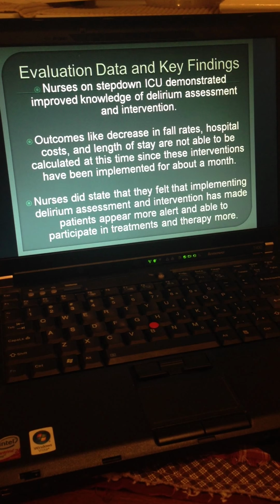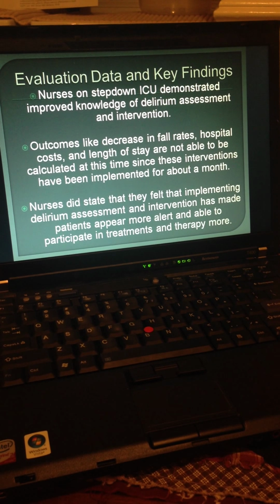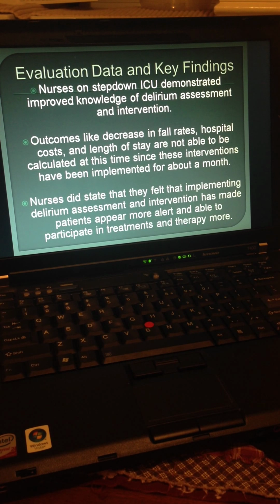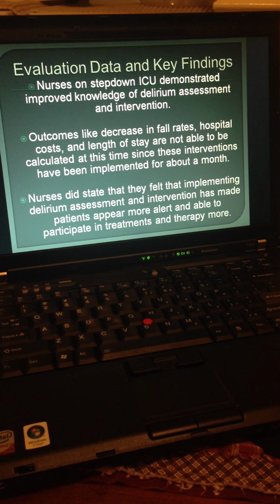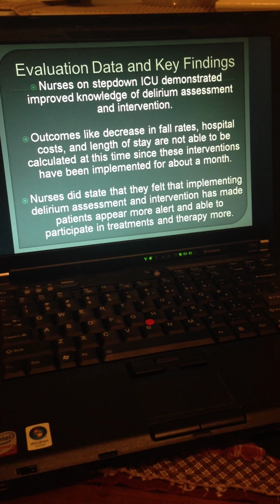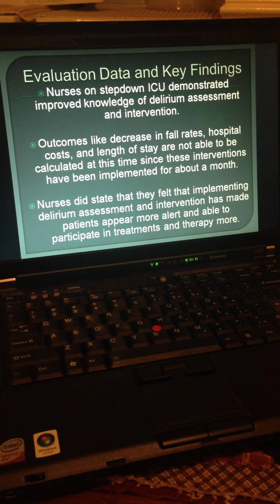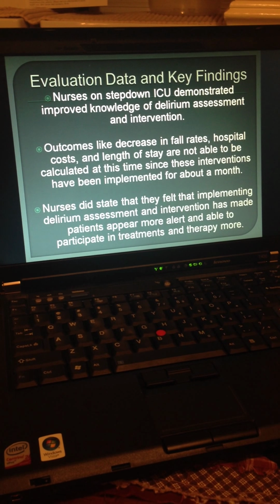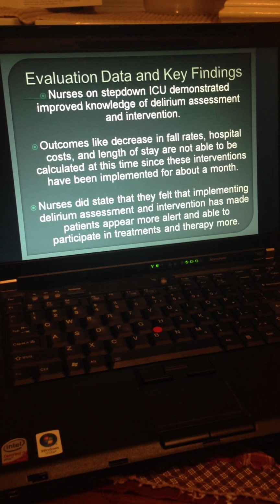Evaluation of the data. Nurses on step-down ICU demonstrated improved knowledge of delirium assessment and intervention. Outcomes like decreased fall rates, hospital costs, and length of stay are not able to be calculated at this time since these interventions have been implemented for about a month. Nurses did state that they felt implementing delirium assessment and intervention had made patients appear more alert and more able to participate in therapies and treatments.